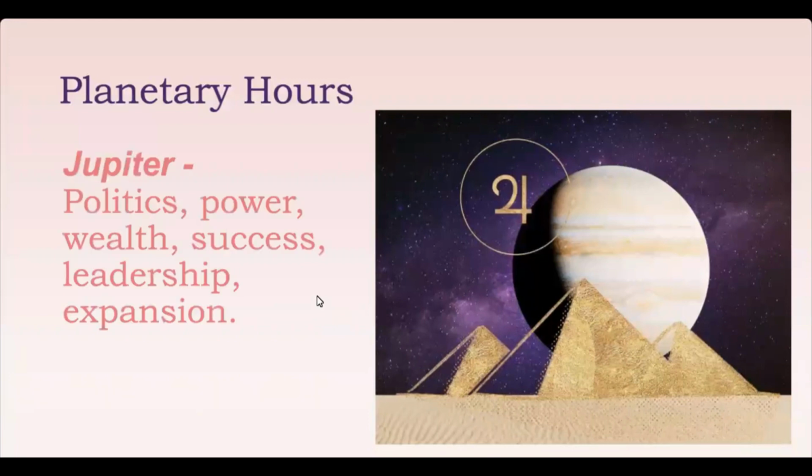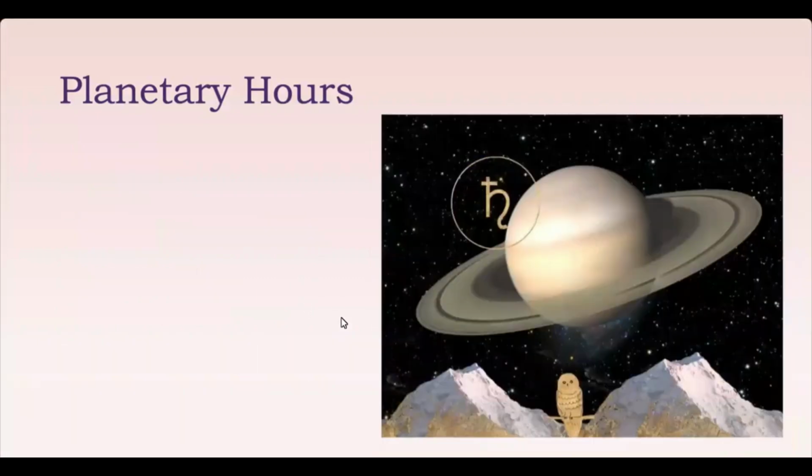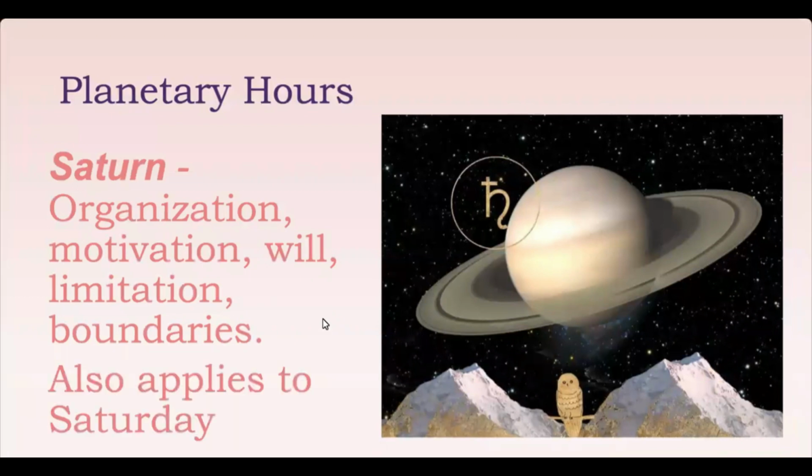Jupiter has to do with politics, power, wealth, success, leadership, and expansion. Jupiter corresponds to the day Thursday, so you can use the Jupiter hour on a Thursday and double up that energy. Saturn has to do with organization, motivation, will, limitations, and boundaries, and corresponds to Saturday.